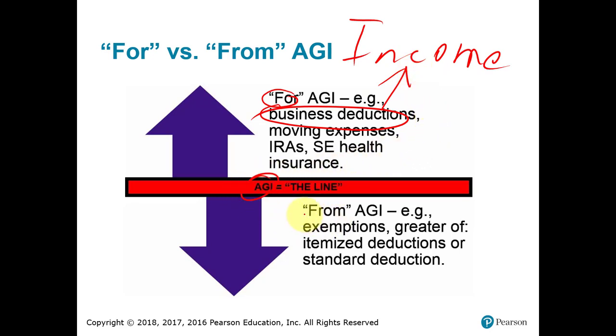Then we're going to subtract out some more deductions called from AGI deductions. So here is the line, AGI. And if you get to subtract out expenses above here, those are called above the line deductions. Or expenses below are called below the line, or for deductions, or from deductions, those two prepositions.